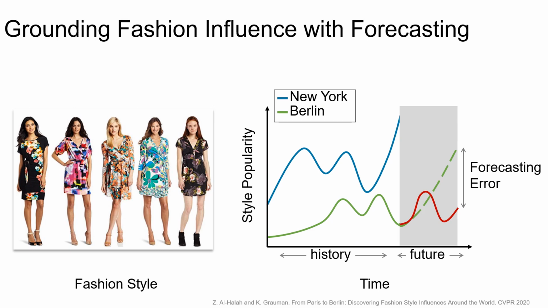We propose in this work a novel model that learns style trends from images and grounds fashion influence with forecasting accuracy, where we notice that an influencer provides us with unique cues that foreshadow changes in the influenced city and help us to accurately predict the style trend in that location.